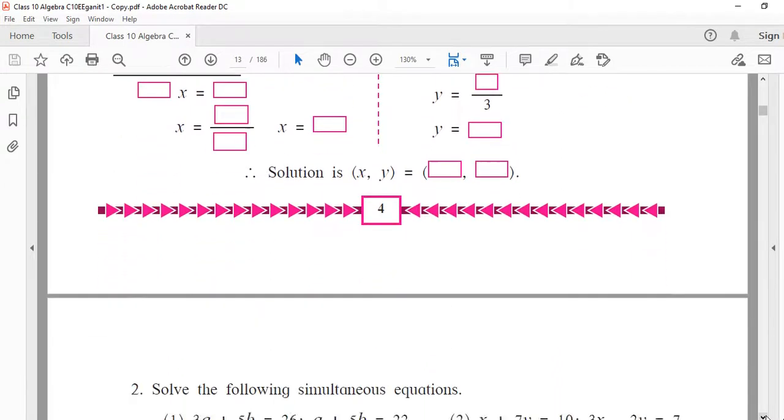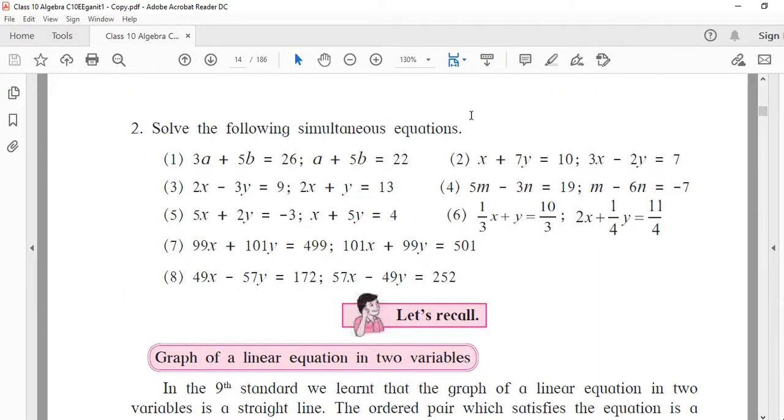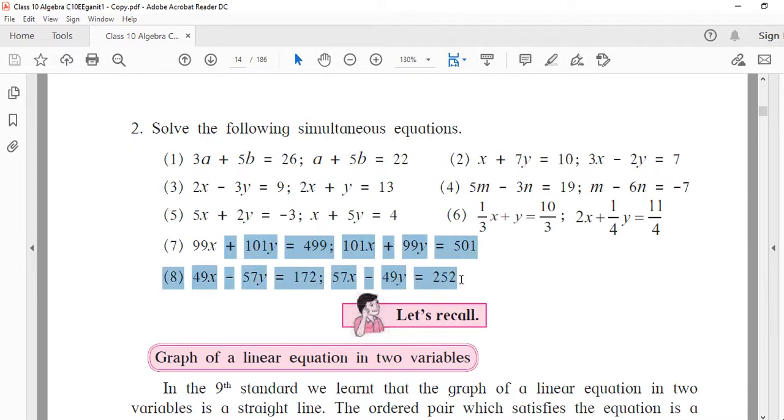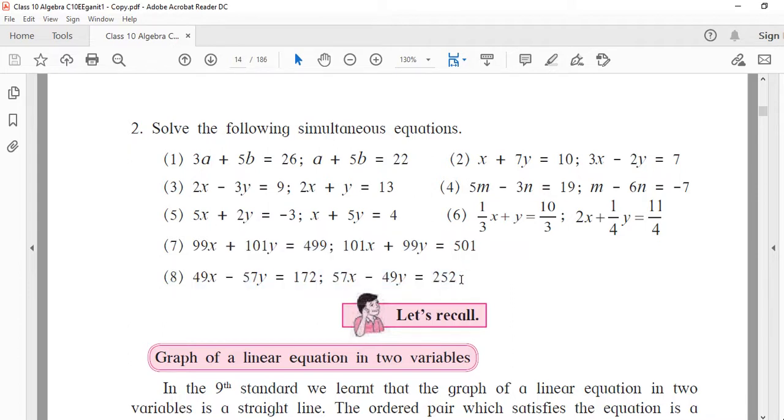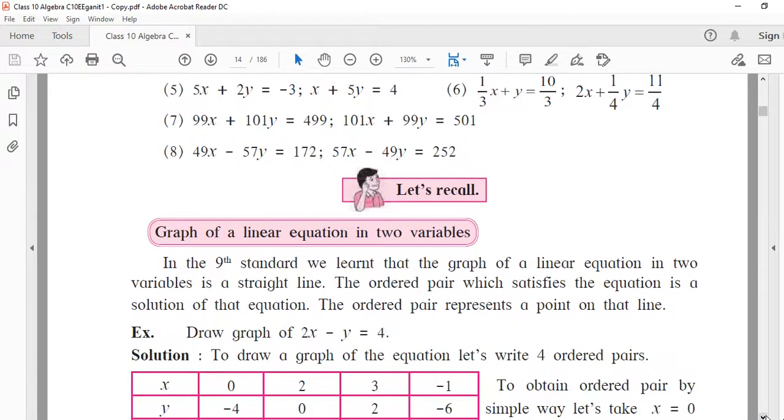So ये हमने कल किया था exercise 1.1. ये सभी sums हमने solve किए थे except 7th sum, which is similar to sum number 8, and sum number 8 हमने solve किया था. So now let's move ahead with exercise 1.2.